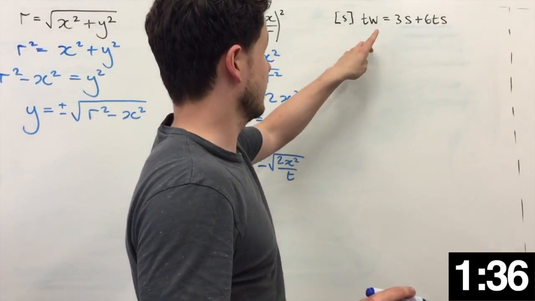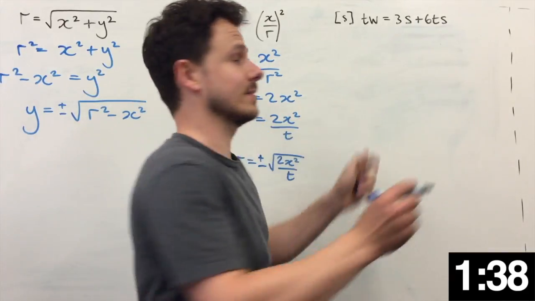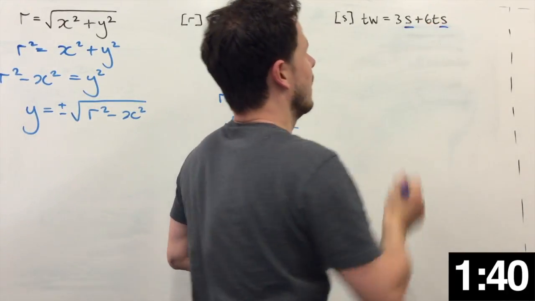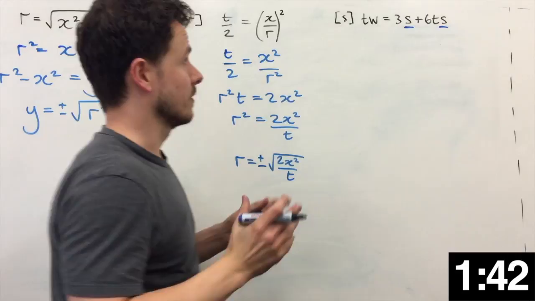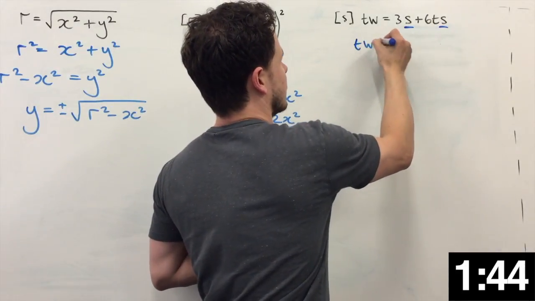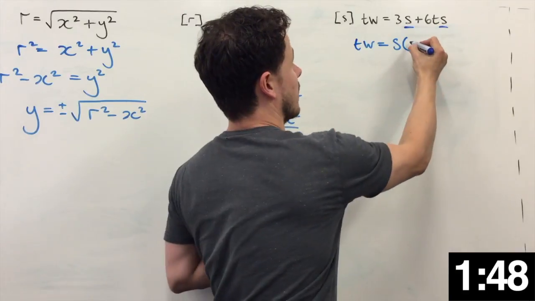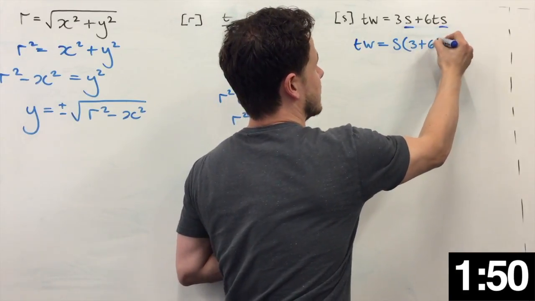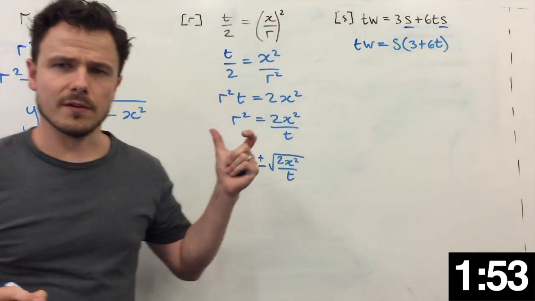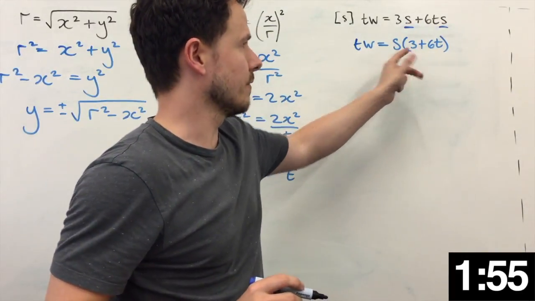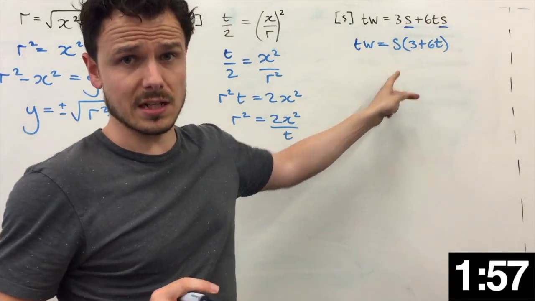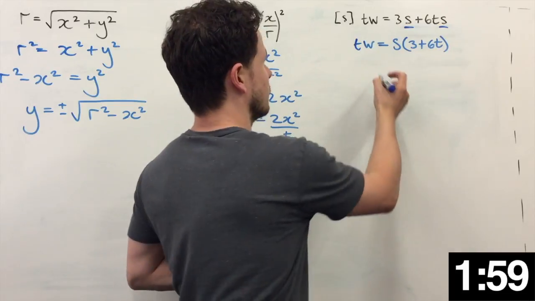Okay, the last one here, we've got a problem. Two s's. How can you get one on its own if there's two of them? Factorise. So let's do that. Now, if I take an s out of both, I get 3 plus 6t. Now, don't worry about factorising it any further with the 3 because you want s on its own anyway. So let's not make this more difficult.